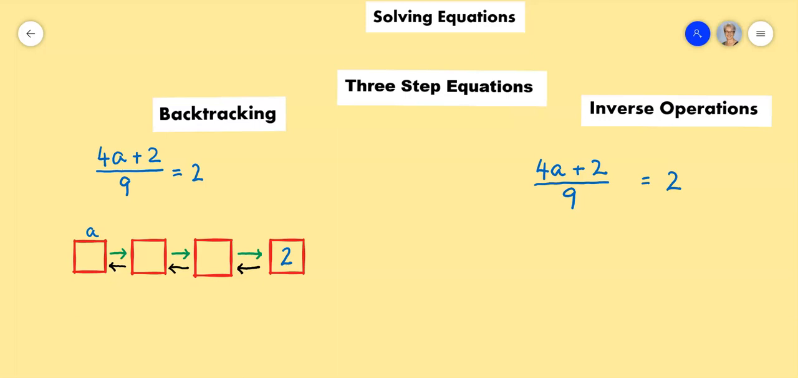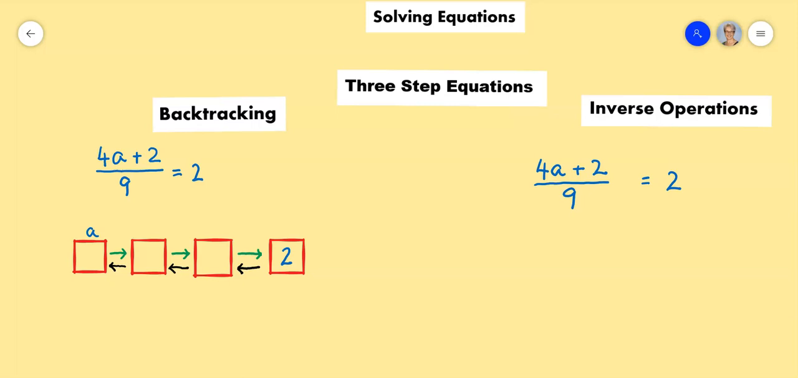In this video, we're going to be looking at solving three-step linear equations. Once again, we'll be looking at the two methods of solving. First of all, backtracking with a flowchart, and secondly, using inverse operations.